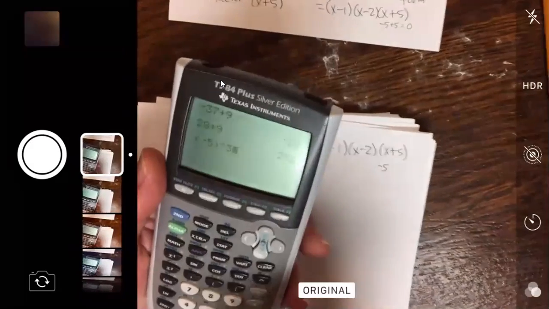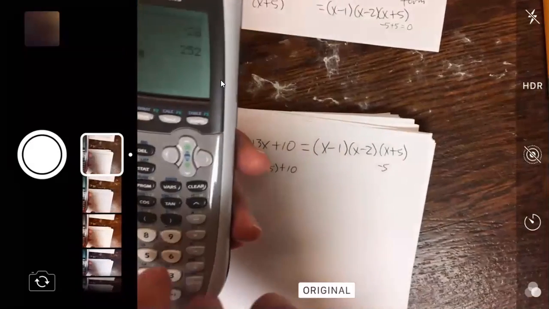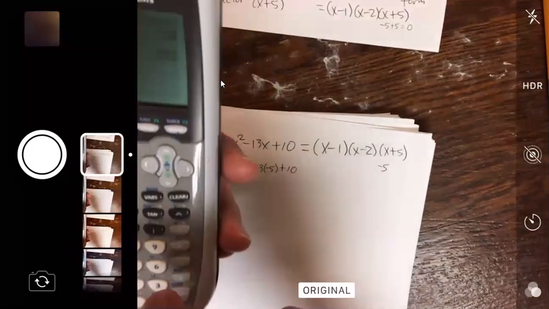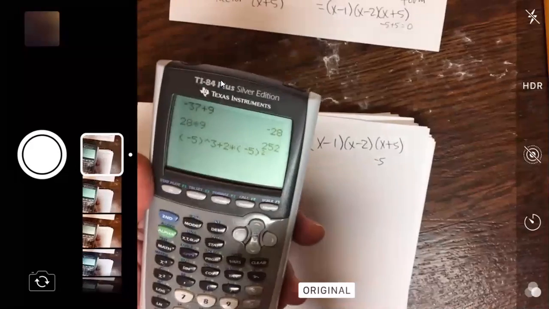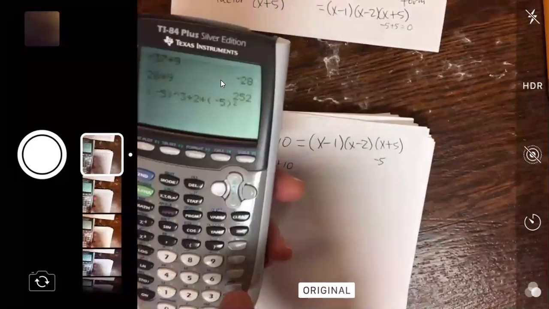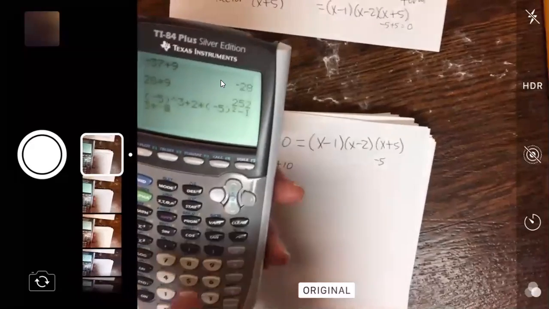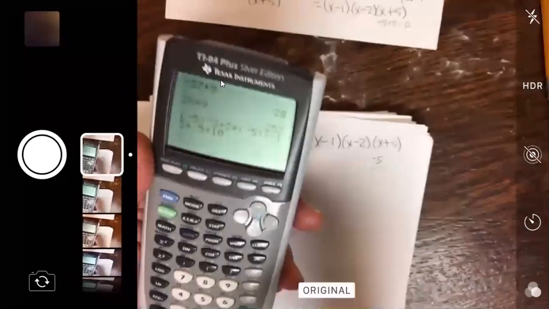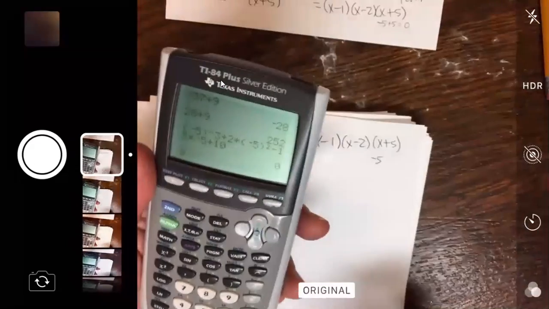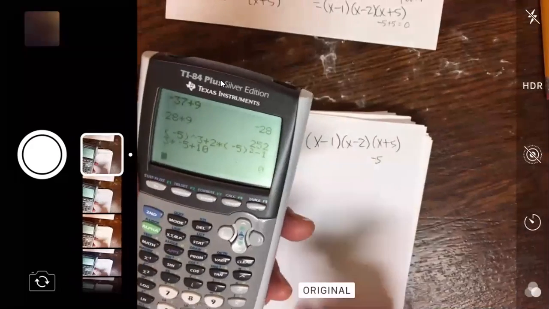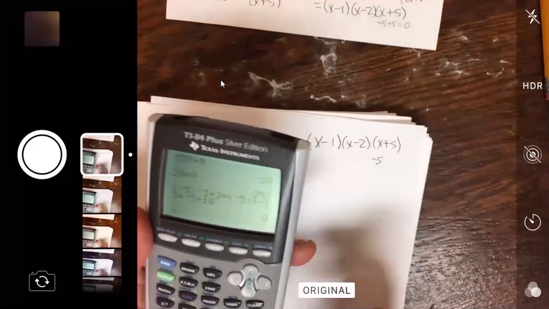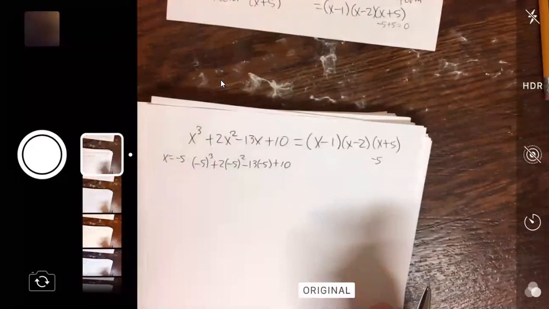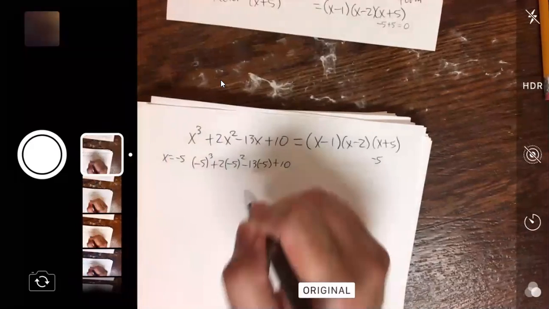-5 raised to the third, add 2 times -5 squared. Okay, and then minus 13 times the -5 and add 10. Drum roll, like a little drama. 0, bingo. Does that give anybody any confidence in any of this, or does it only make perfect sense to me? I understand it. Okay.